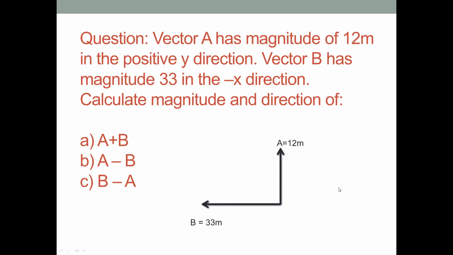And also, I want you to pay attention that since these are in the y and x axes, this angle is 90 degrees, okay? It's not mentioned in the question, but you should be able to derive that, okay? So how do we actually do this? So there's two methods to do vector addition and subtraction.